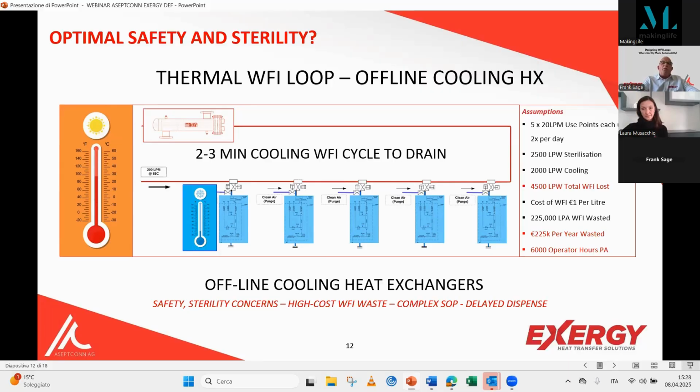So on average, if it were 5 points of use with 20 liter per minute dispense used twice a day, you would be looking at about 4,500 liters per week of WFI lost. We calculated a very conservative figure of €1 per liter to generate WFI. And across the period of a year, on the basis of these numbers, we would have 225,000 liters per annum of WFI wasted. And that equates to €225,000 per year and approximately 6,000 operator hours.